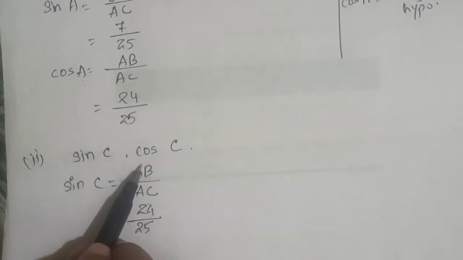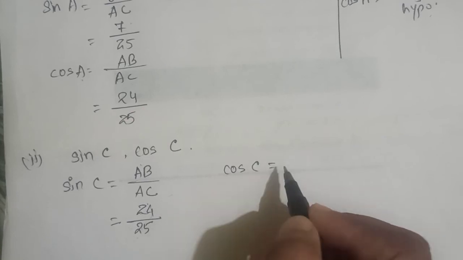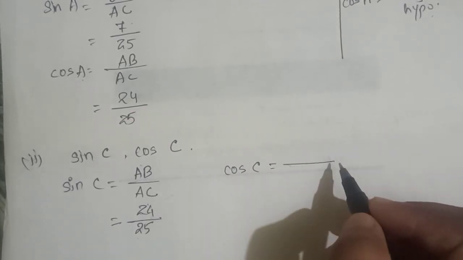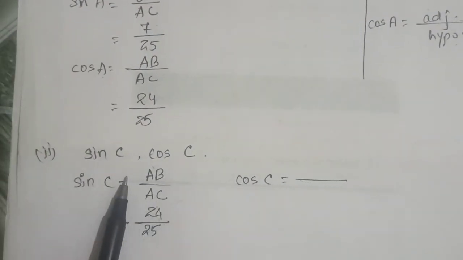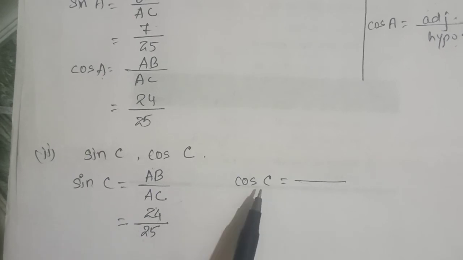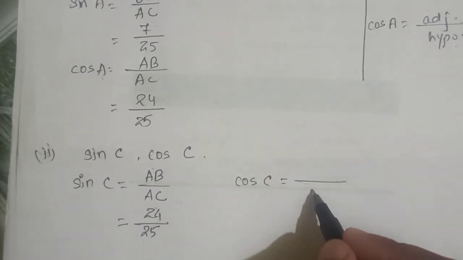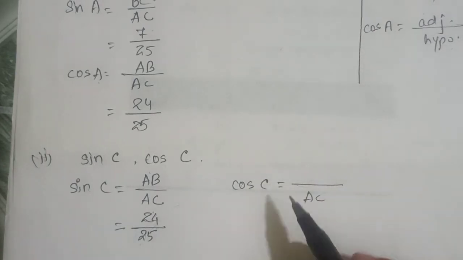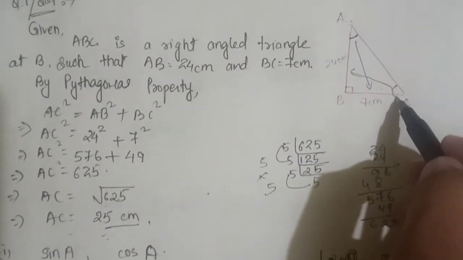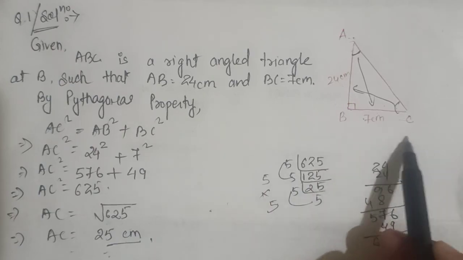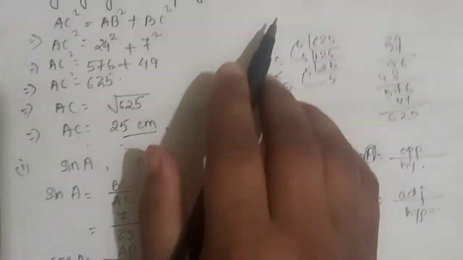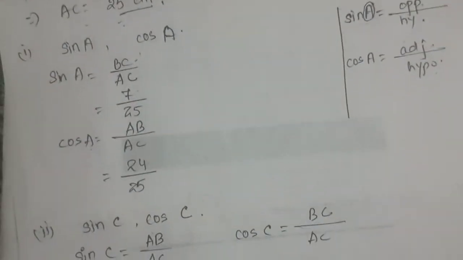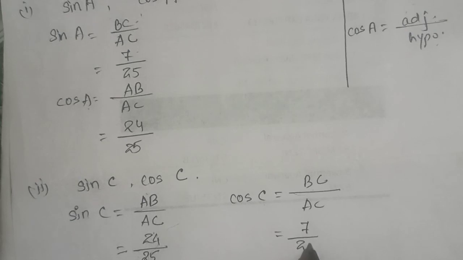Okay. Now we have to find cos C. We know that the formula for cos is adjacent by hypotenuse. From the same angle we have to see. Here also we have to look from angle C only. So the hypotenuse will be the same, that is AC. Now we need the adjacent side. If we look from C, AB is our opposite side, then BC will be our adjacent side. The value of BC we have here is 7 cm, so we can write 7 upon AC, which is 25. So this is the solution to this question number 1.